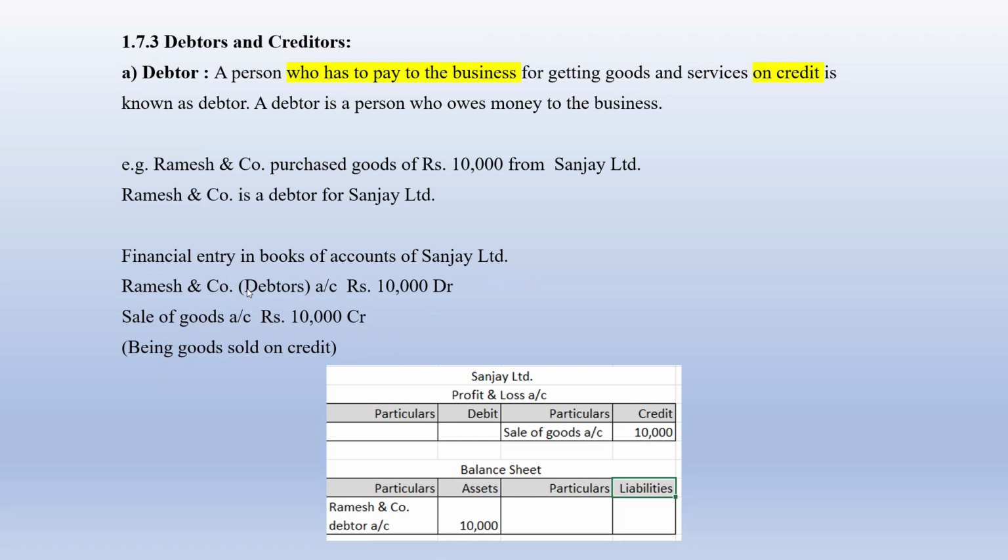Is it clear? So, Ramesh and Company is a debtor for Sanjay Limited, and they have debited their account by 10,000 rupees. And what Sanjay Limited has done, they have sold the goods. So the sale of goods account is credited by 10,000 rupees. Now, this is in the books of Sanjay Limited, the profit and loss account and balance sheet. In the profit and loss account, since a sale is done, the sale of goods account is credited. So 10,000 rupees sale we have booked, and Ramesh and Company debtors account 10,000 rupees in the balance sheet we booked as a debtor. So we have to clearly keep in mind that Ramesh and Company, who is a purchaser from Sanjay Limited, is a debtor for Sanjay Limited. And this is an asset because money is still to be received, and sale of goods is a credit in the P&L, 10,000 rupees for Sanjay Limited.